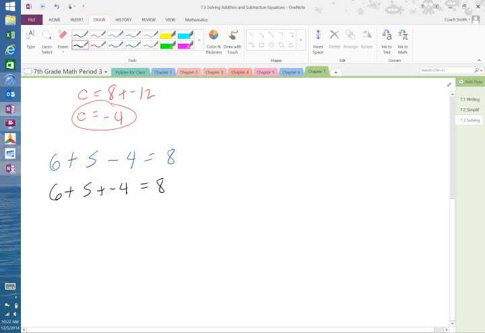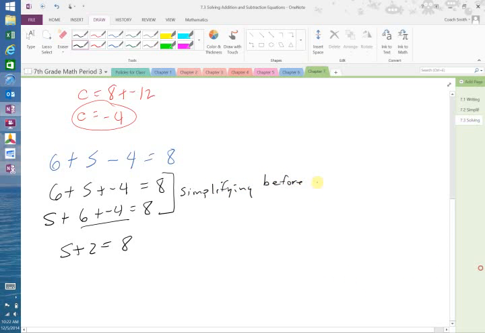I must do that right there. Change the subtraction to addition and do the opposite of 4, which is negative 4. Now I can rearrange these terms and say S plus 6 plus negative 4 equals 8. Well, what is 6 plus negative 4? 2. So that's S plus 2 equals 8. Now that I've simplified, this right here was simplifying before solving.